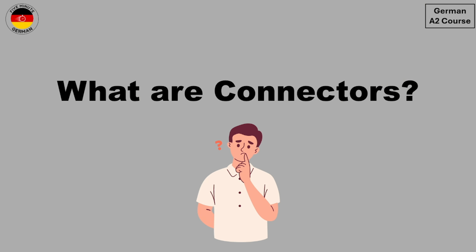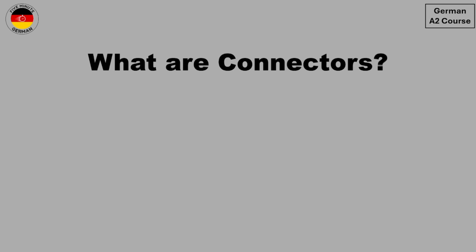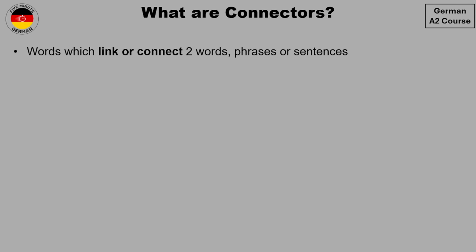Now before we take a look at all the different connectors in A2, let's first see what connectors are and when we use them. Connectors are words which link or connect two words, phrases or sentences. And we use them to make longer and more complex sentences.